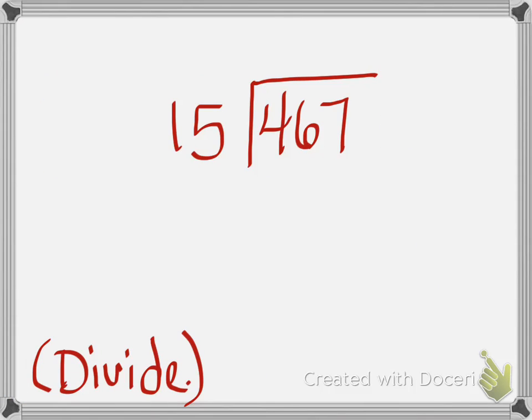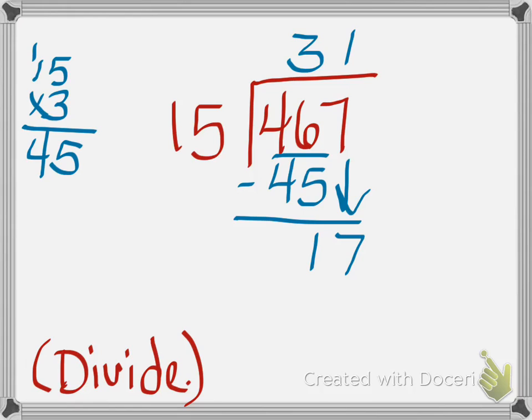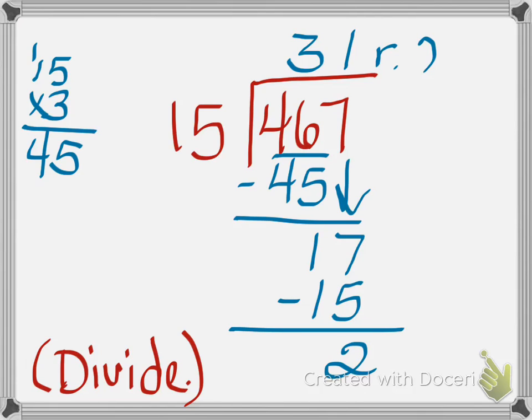So my problem was originally 467 divided by 15. I'm going to start with the first two numbers. 46 divided by 15. I know that 15 can go into 46 3 times. 3 times 15 is 45. If you need to, you can do it over here on the side. Okay, 45. 46 minus 45 is 1. Bring down the next digit, 7. 17 divided by 15, I can do that 1 time. 1 times 15 is 15. Subtract, and I get 31 with a remainder of 2.